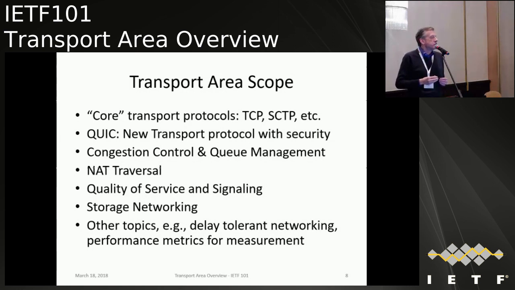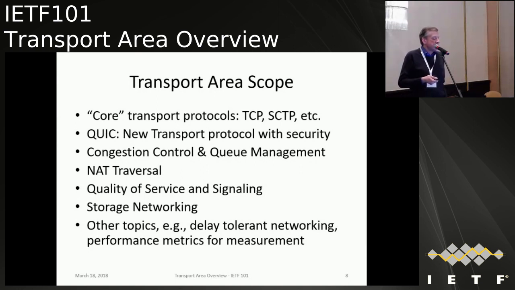And translation is not perfect. When I go from many IP addresses to the one IP address that the internet service provider uses, certain things don't work transparently. A lot of the work in figuring out how to get things to run through these boxes is transport area work.